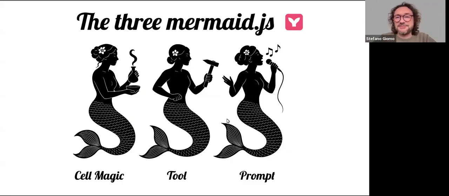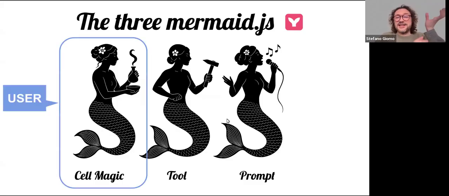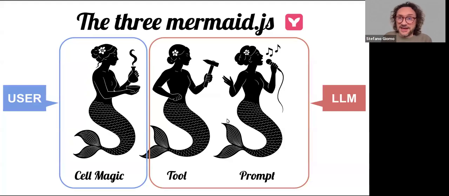So at the end of the day, this image is actually the cell magic mermaid, so something that the user will use in a cell magic. Instead, the tool and the prompt is something that will affect how the LLM behaves and integrates into Mermaid.js. So let's get started.